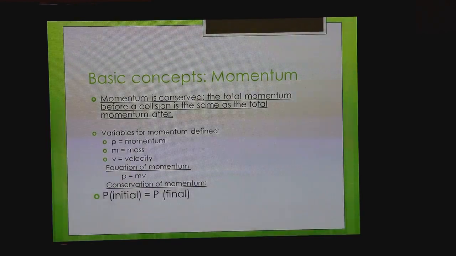Now, the important equation for momentum is P equals M times V, and of course we know that means momentum is equal to mass times velocity. Now, for the conservation of momentum, the P initial, so the initial momentum, will always be equal to the final momentum for a closed system.